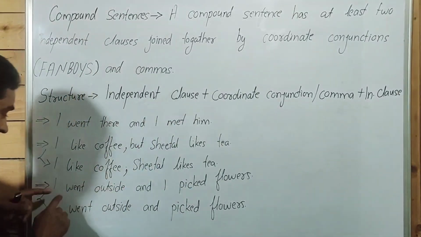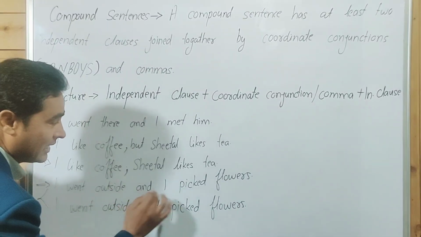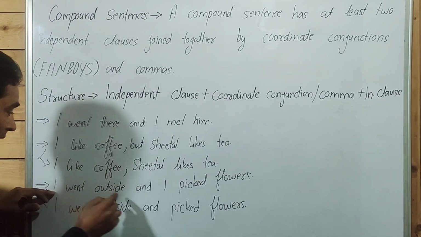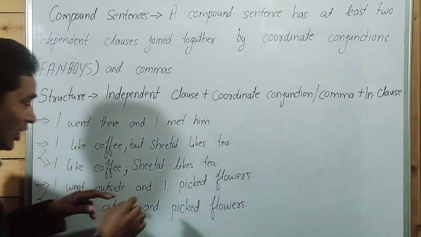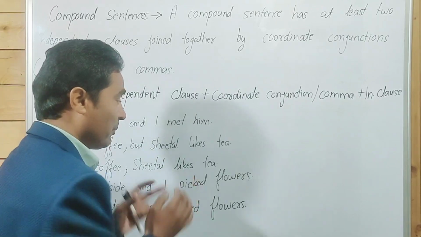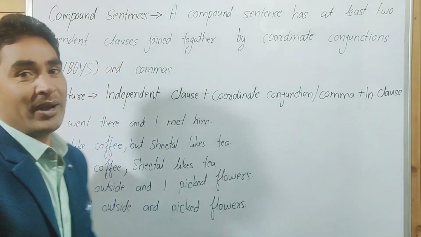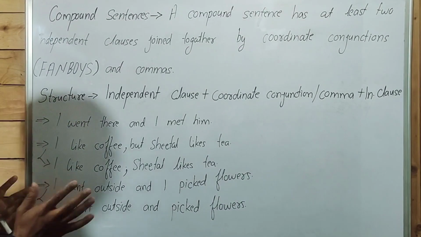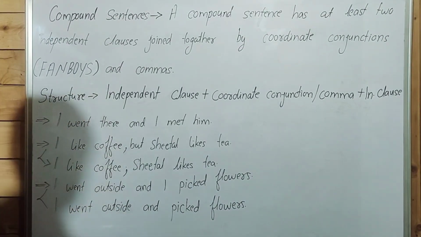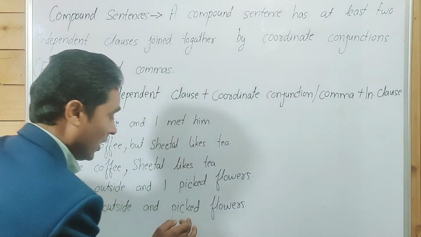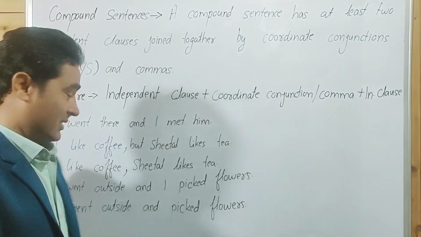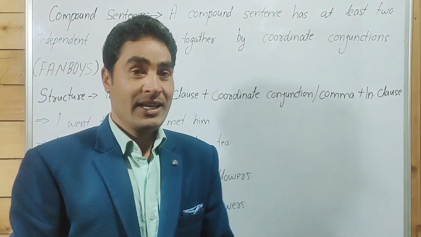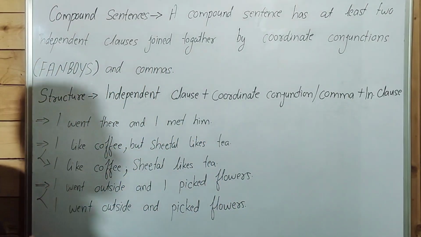Sheetal likes tea. I went outside and I picked flowers. I went outside is an independent clause and there's a coordinate conjunction. I picked flowers is also an independent clause. It also has two independent clauses. This sentence can be written: I went outside and picked flowers. Both ways are 100% right. In the next slide, we will learn about complex sentences.